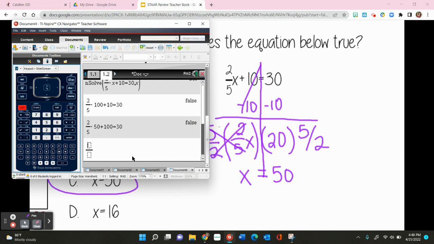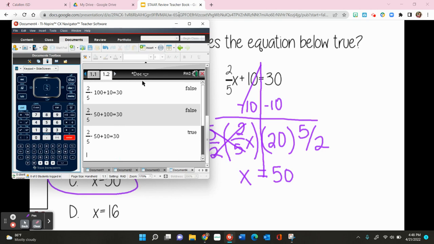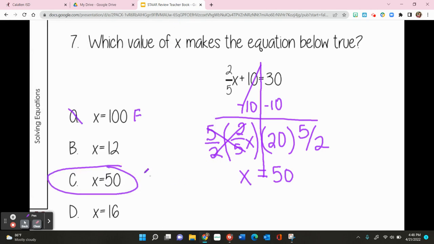Again, it's control divide, 2 on top, 5 on the bottom, times, make sure you step out of your fraction, times 50 plus 10 equals 30. And here you see that it returns back to you as true. So since it returns back to you true, again, your answer is C.